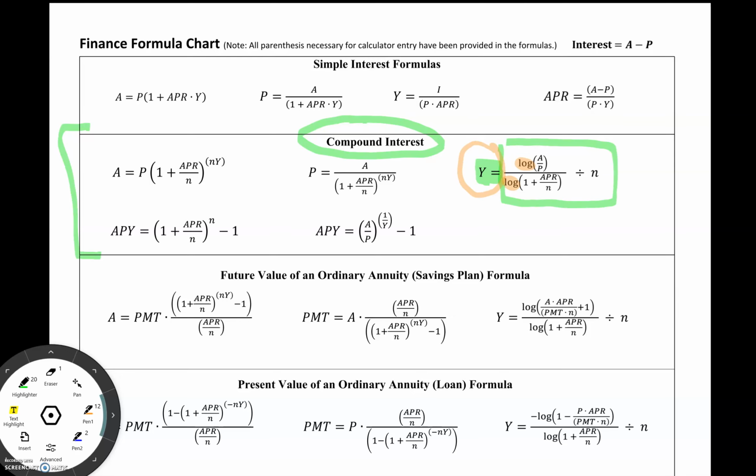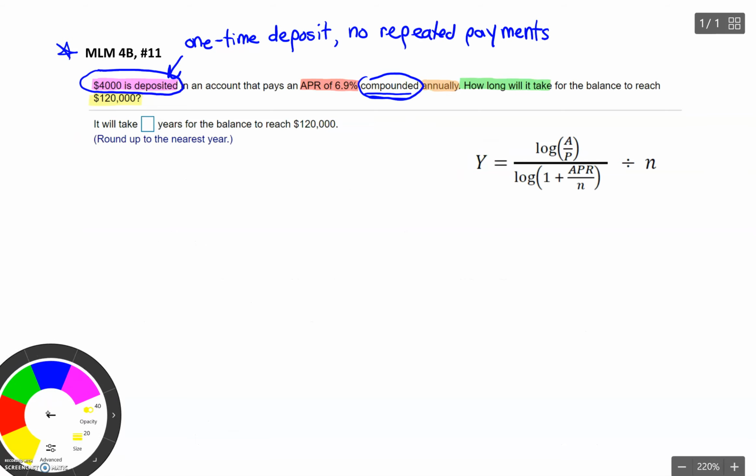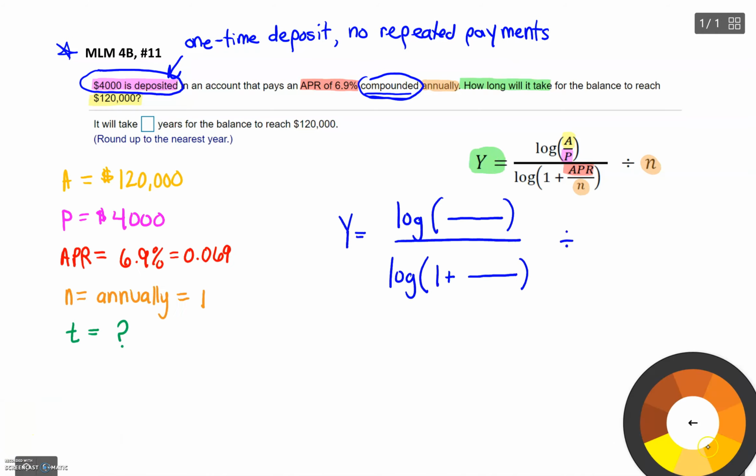So let's practice that. I'm going to go back to our problem. Okay, so what do we need for this formula? We need an A, that's the future amount. We need the P, the principal that's initially deposited. We need our APR. We need the number of compounding periods. And that's it. If we know all the information, it'll calculate the time. So let's go ahead and pick out all that info.